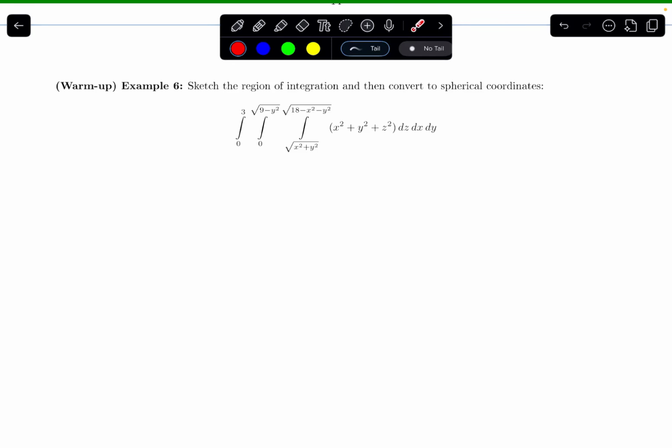In this video, we are going to do an example where we have a triple integral where I need to sketch the region of integration and then convert it to spherical coordinates. So let's get this started together.